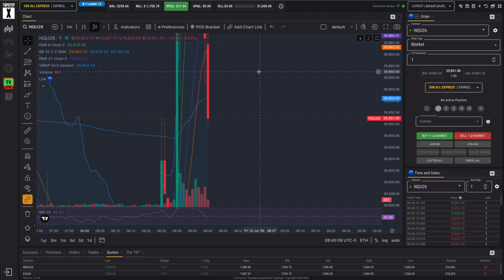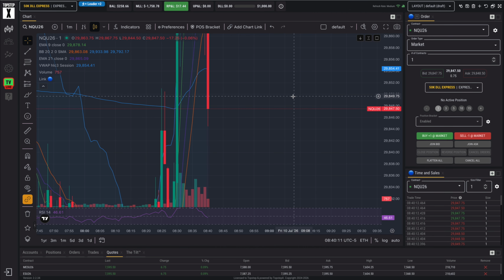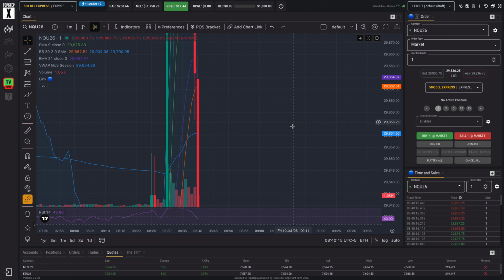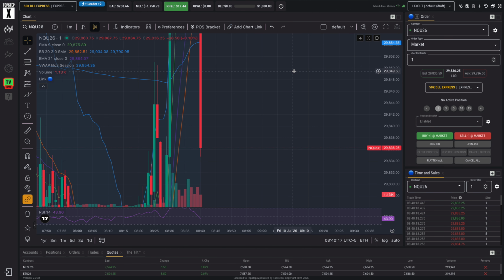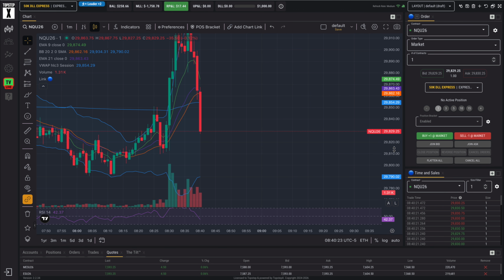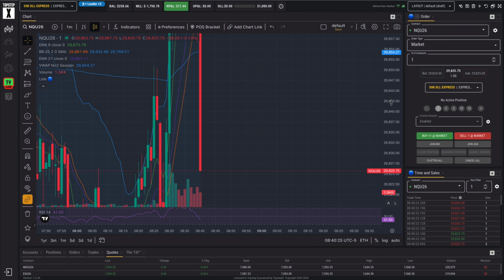Now it's trying to push down from the VWAP, and it is. So look at that. Look at that. Look at that. Once it breaks through those levels, it's free falling, man. It broke through the levels, and now it's saying, watch this.